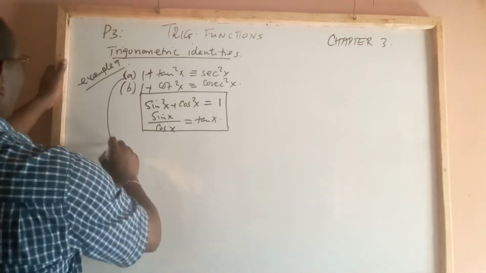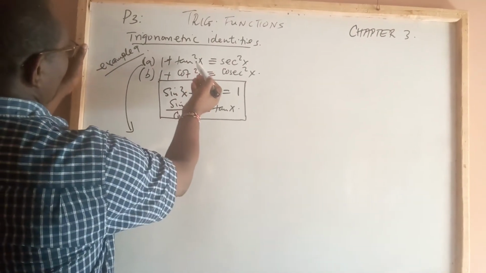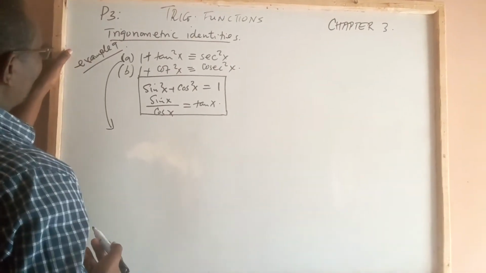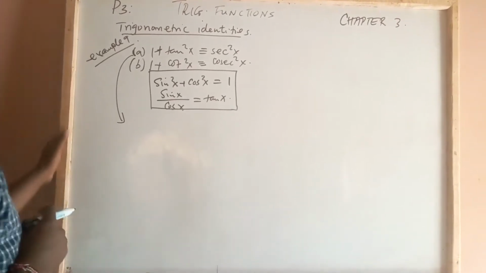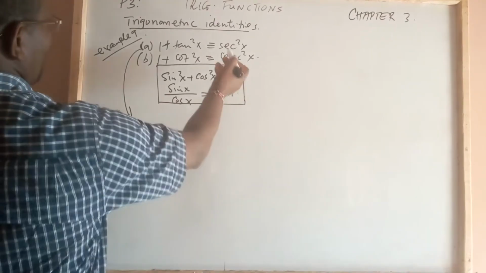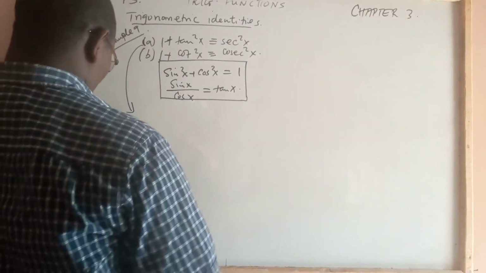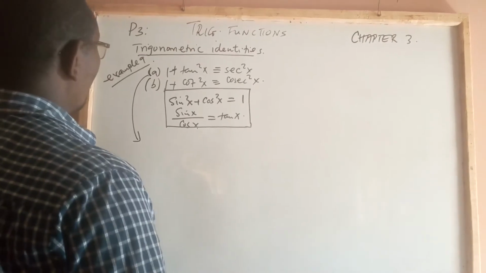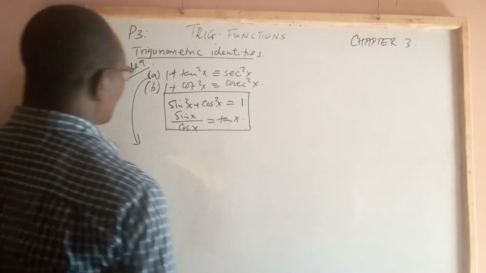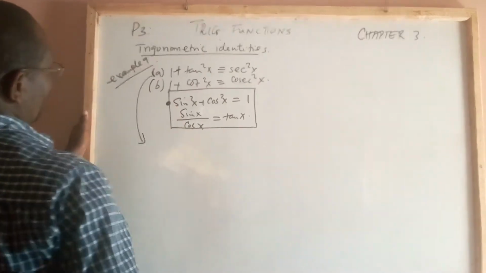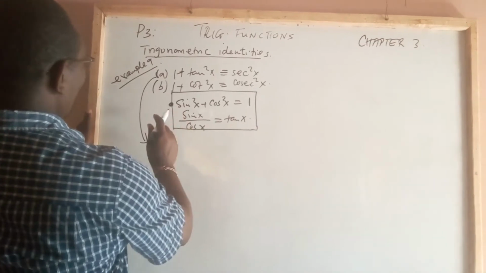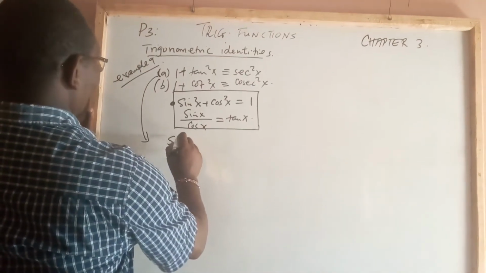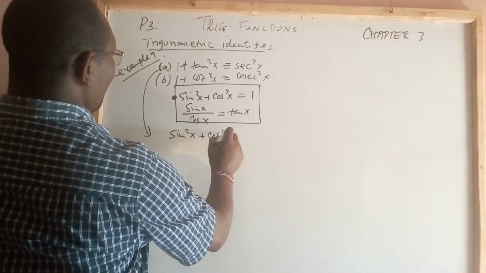To start with, in part A, you can see that we have 1 plus the tangent squared of x, which is supposed to be equal to the sec squared of x. And we know very well that for the sec squared x to exist, we must have 1 over the cosine of x. If we use the very primary trigonometric identity, the sine squared x plus the cosine squared x is equal to 1, we can have the sine squared of x plus the cosine squared of x is equal to 1.